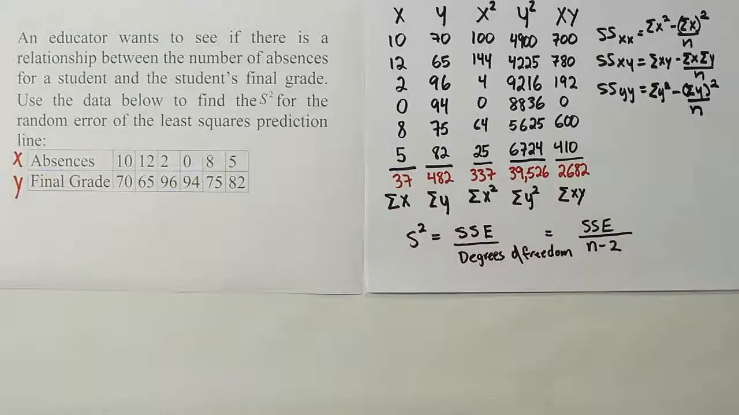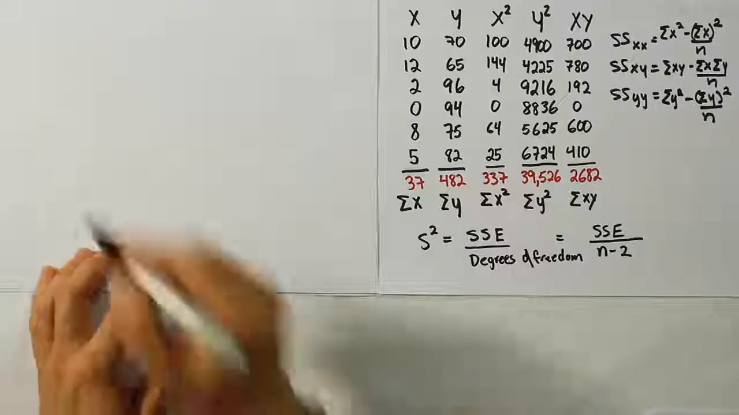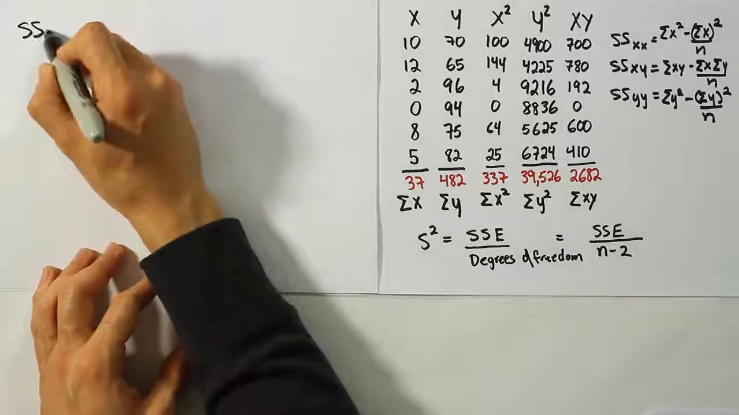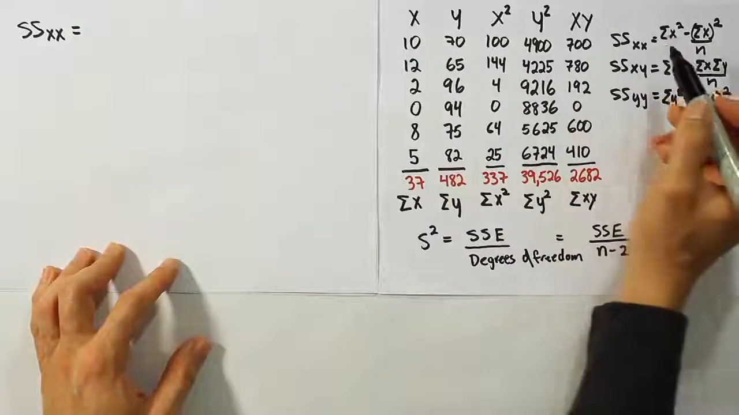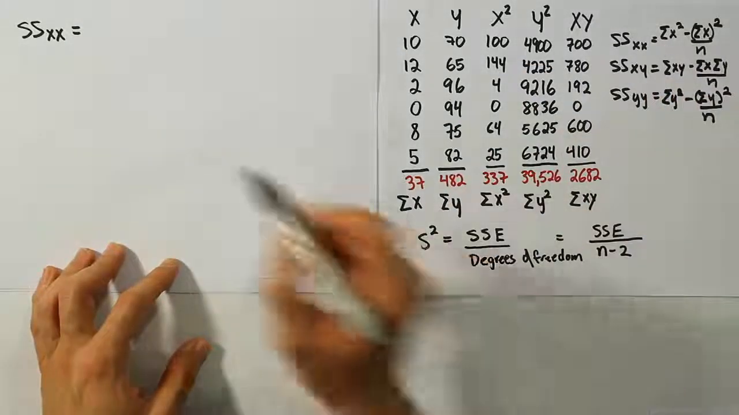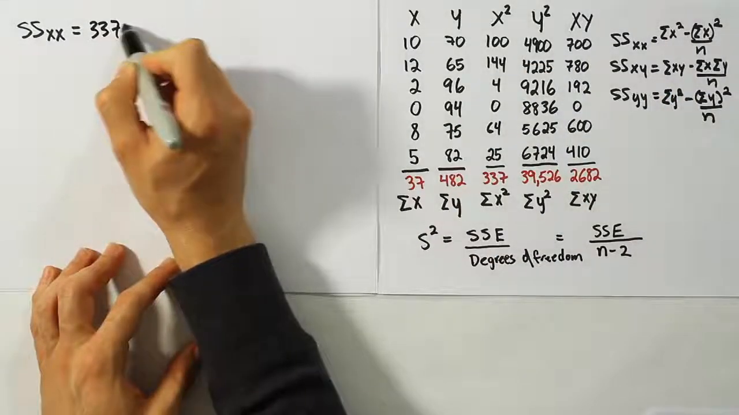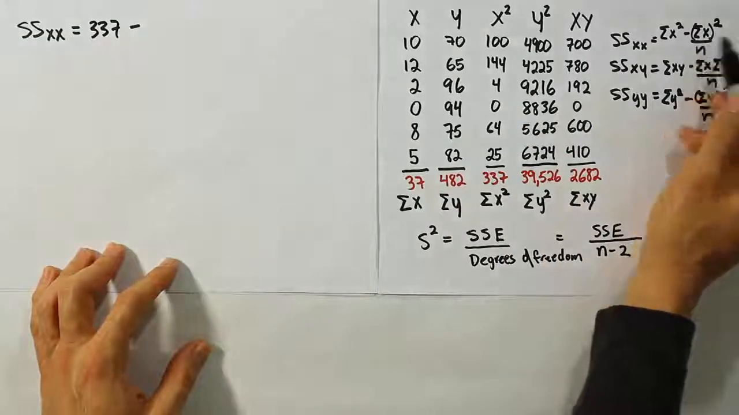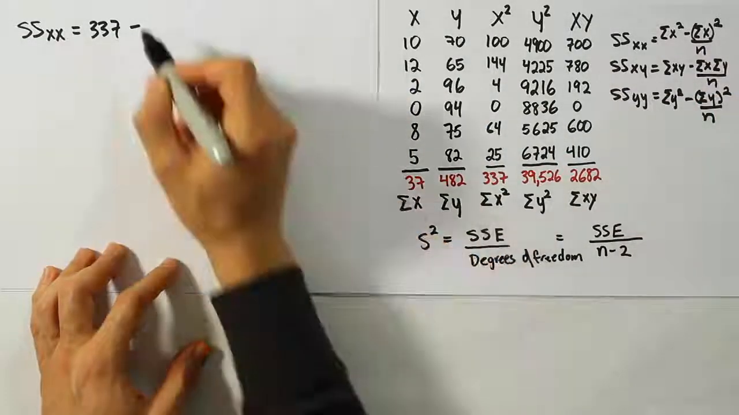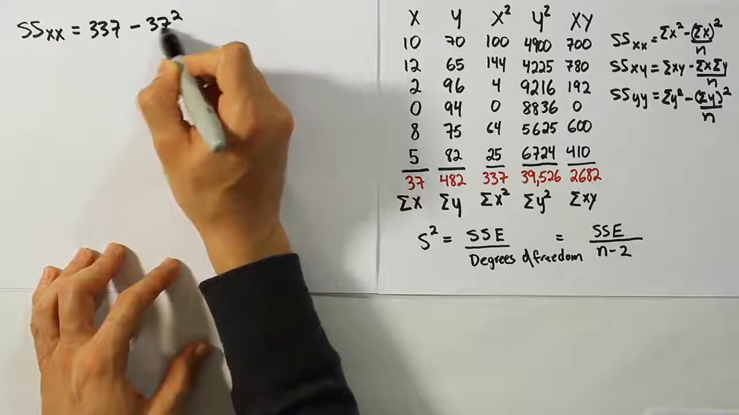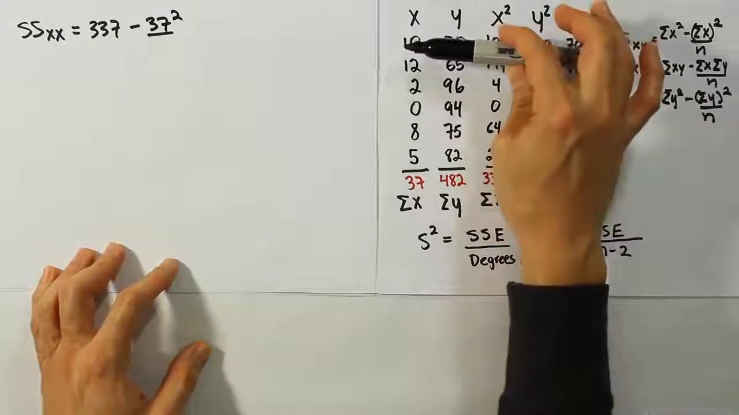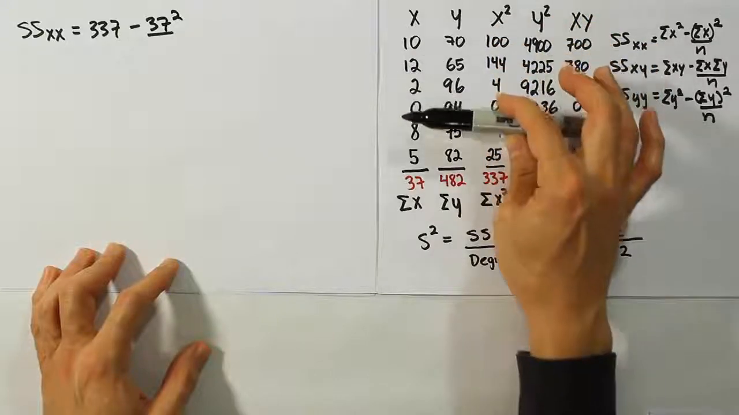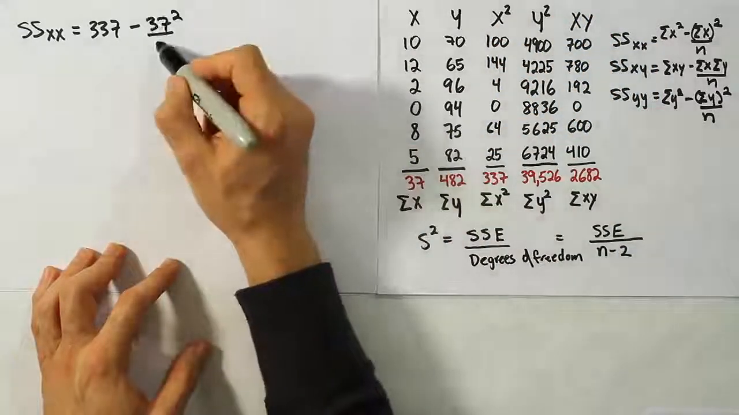Okay, so we have all those values, so we're ready to plug the numbers in. Let's start out by calculating the sum of square for xx value. The formula requires us to take the sum of the x squared value, which is 337, minus the sum of x quantity squared, that's 37 squared, over n. N is the number of original ordered pairs we started with. We had 1, 2, 3, 4, 5, 6 original ordered pairs.